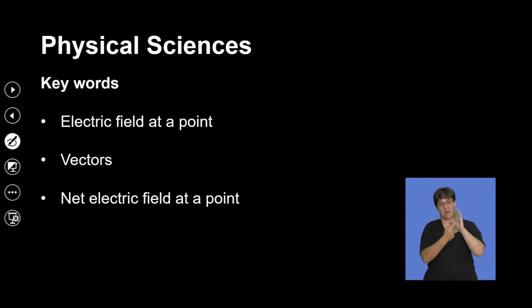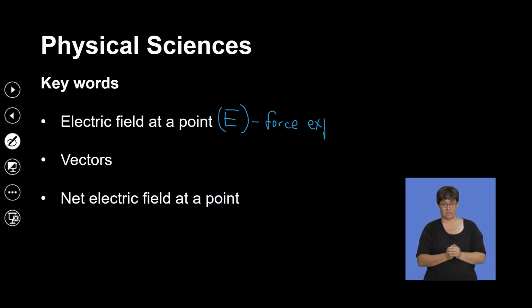So the keyword that I want us to first unpack and remind ourselves of is electric field at a point, which is a physical quantity denoted by uppercase E, right? E is the symbol for electric field at a point, which is the force experienced per unit positive charge.